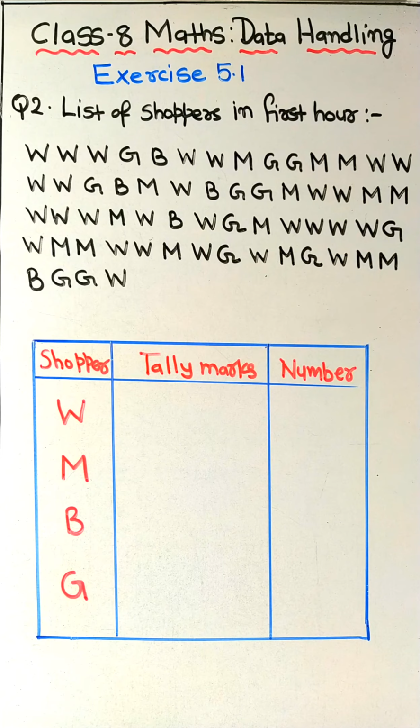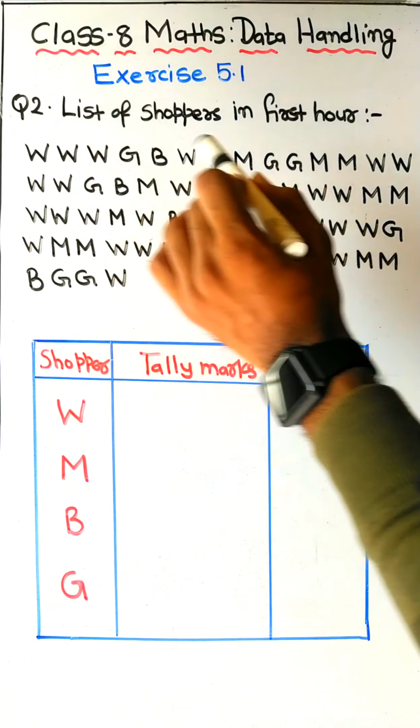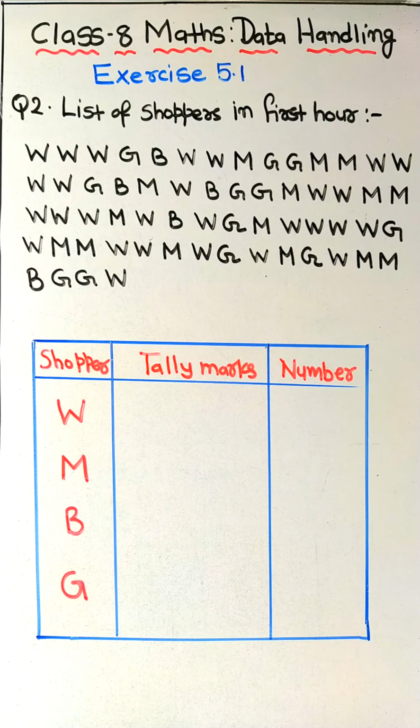So question number 2 is about the list of shoppers who visit a departmental store, right? So they are marked into 4 categories: woman, man, boys and girl, right? Now a shopkeeper has the list of the first 1 hour, in which all these shoppers have visited the store. So we have to prepare a frequency table with the tally marks, right? Afterwards, we'll see how to draw the bar graph as well. So let us start with the tally marks.